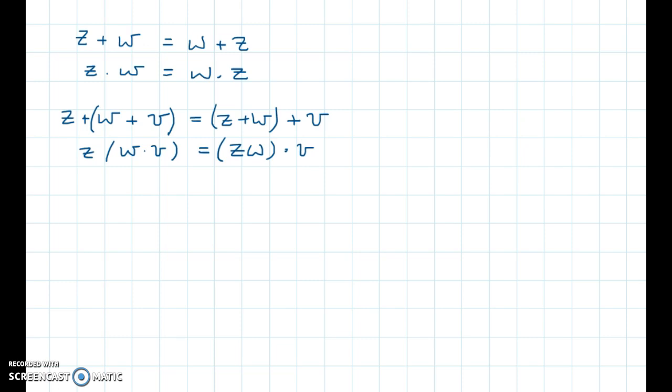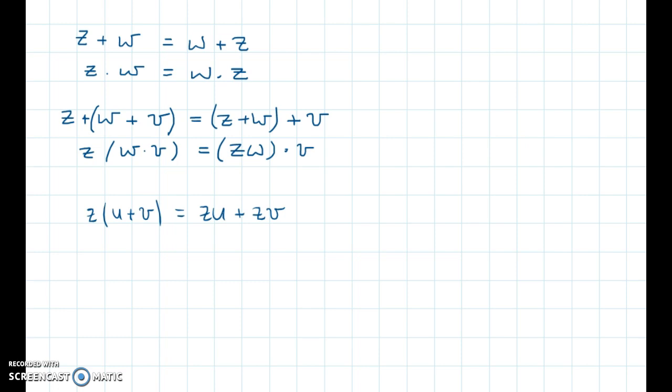We also have a distributive property of the product and the sum of complex numbers. So if we have a complex number z multiplying, let's say, u plus v, that's the same as z multiplying u plus z multiplying v.